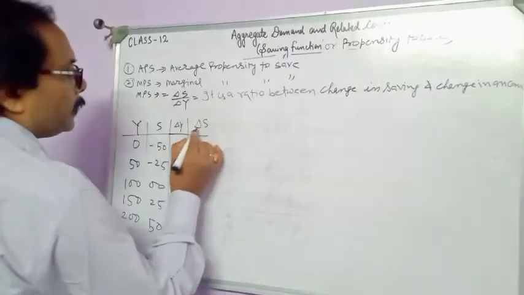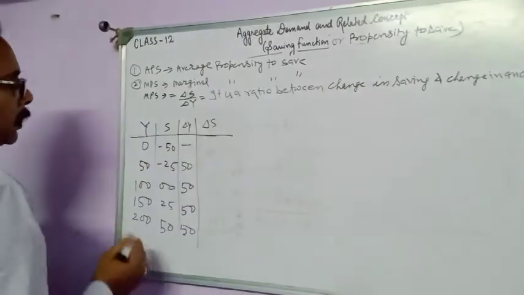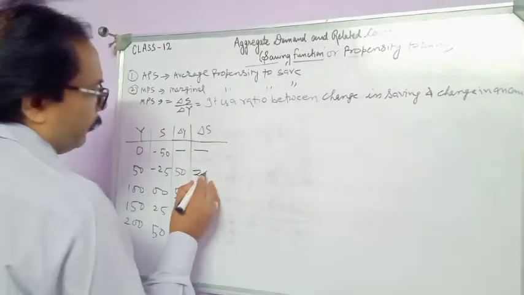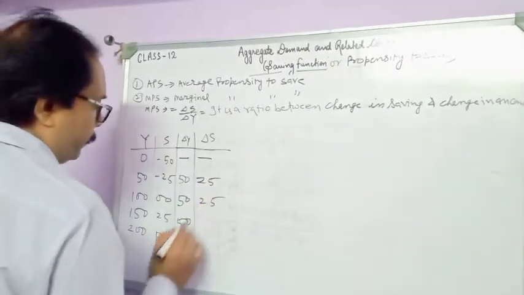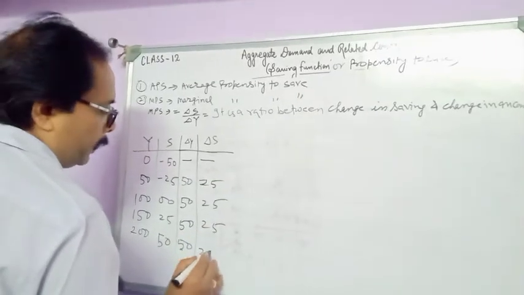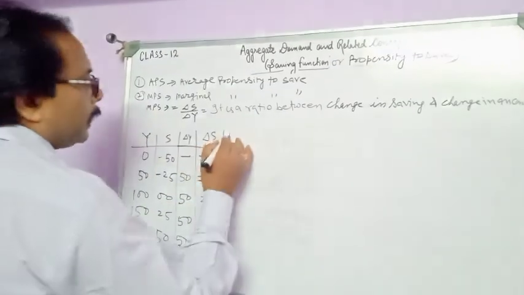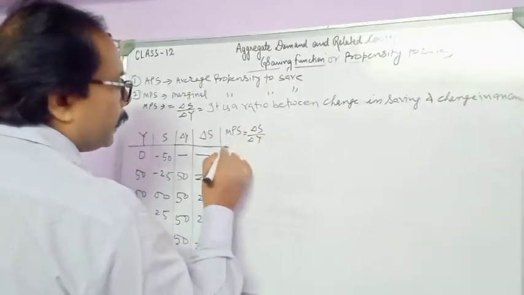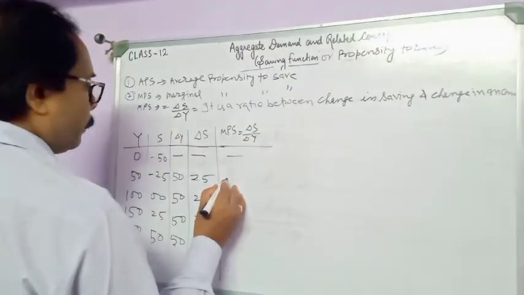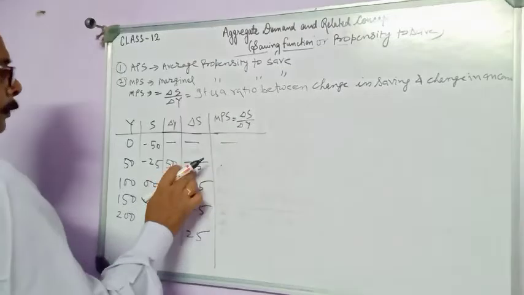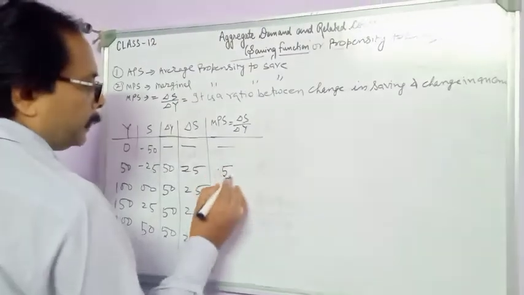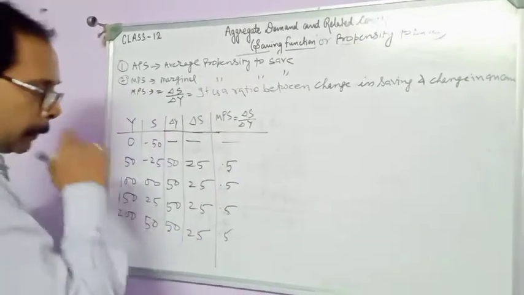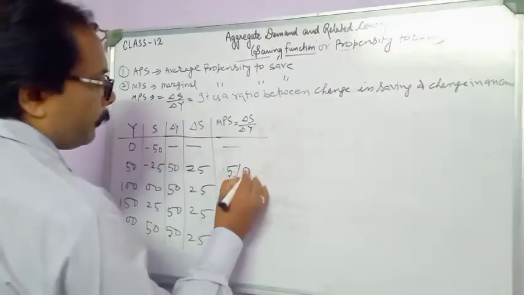Now come to the change in saving. Again the saving is also increasing at a constant rate. So the value will be 25, again 25, again 25, again 25. So what will be the MPS? MPS is equal to delta S divided by delta Y. So here the value is 0.5, means 50%, 0.5, 0.5, 0.5. So it indicates that it is 50%.